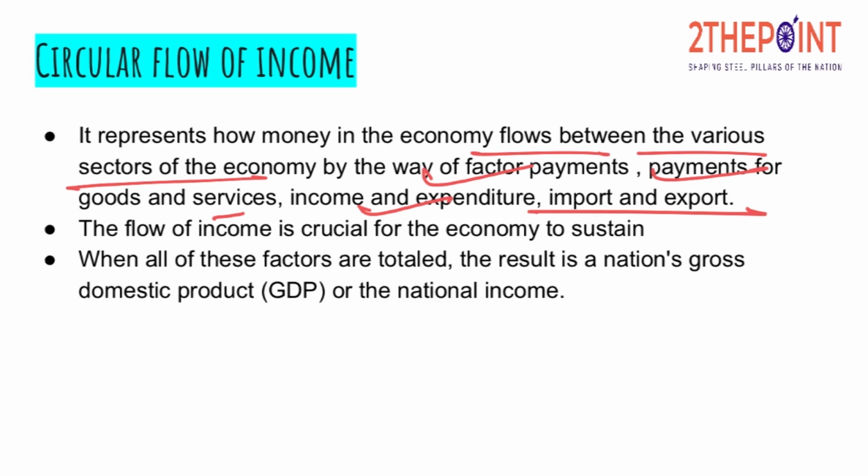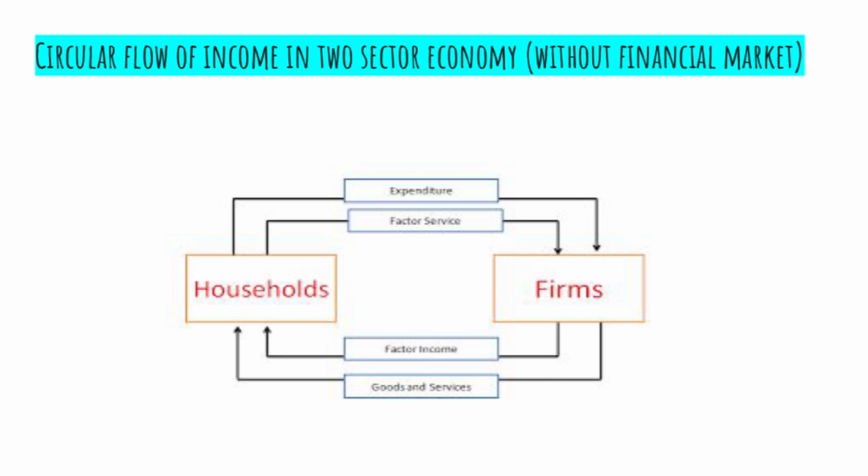Now, in order for an economy to sustain, the flow of income is very crucial. Also, when all these factors are totaled, the result is the nation's GDP or the national income. The concept of GDP we will take up in the upcoming videos. So, moving on to the first model, which is the circular flow of income in a two-sector economy.